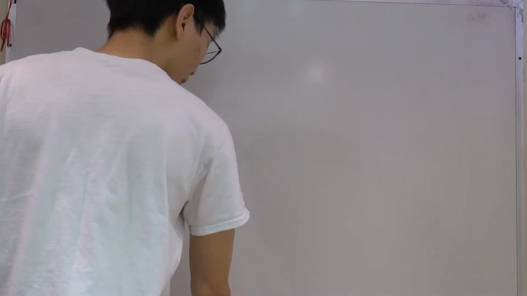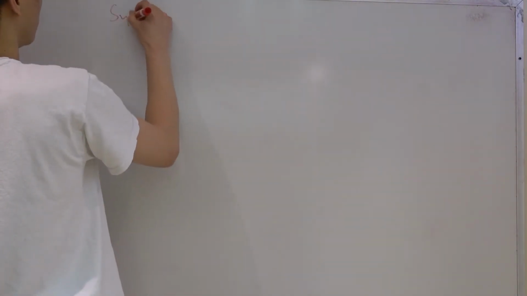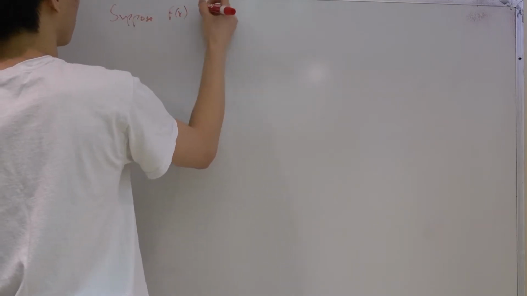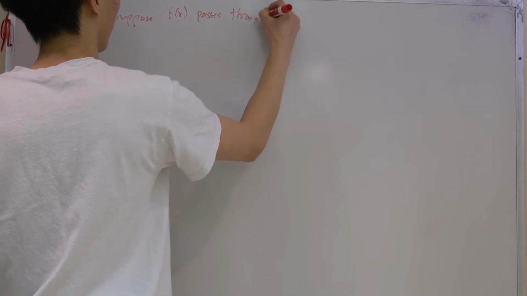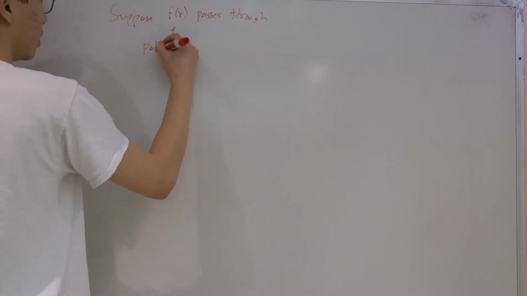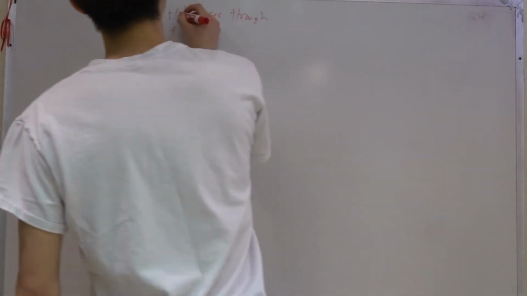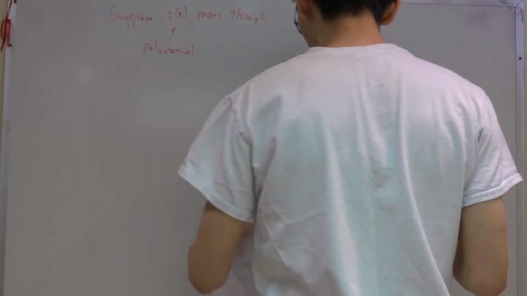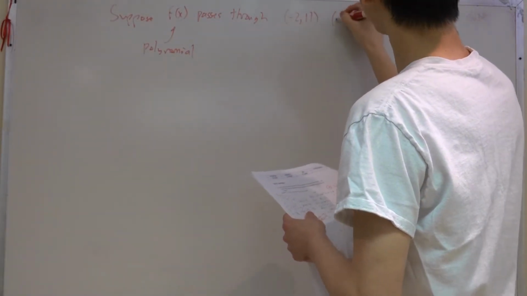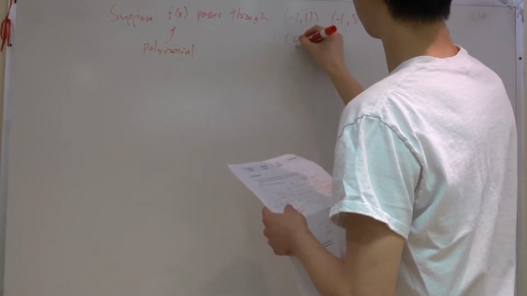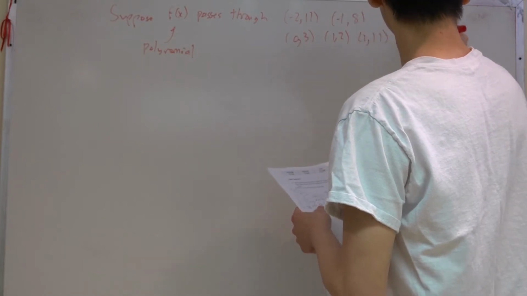Okay, so here's the question. Suppose f of x passes through, and by the way, f is a polynomial. We're in the polynomial unit, so all of our functions so far are polynomials. So suppose f of x passes through the following points, okay? It goes like this: (-2, 11), (-1, 8), (0, 3), (1, 2), (2, 11), (3, 36).